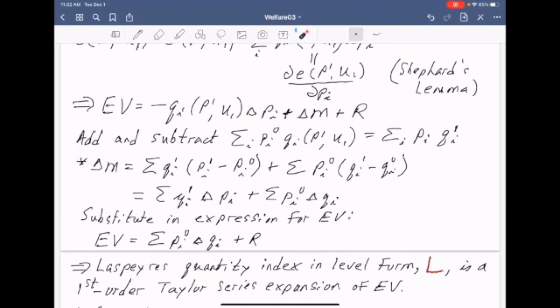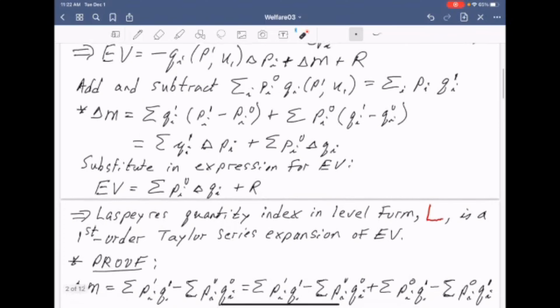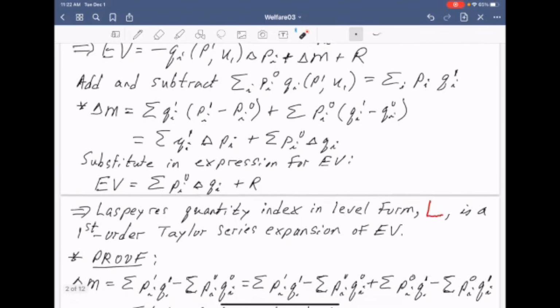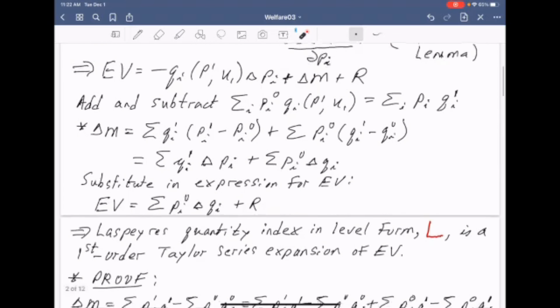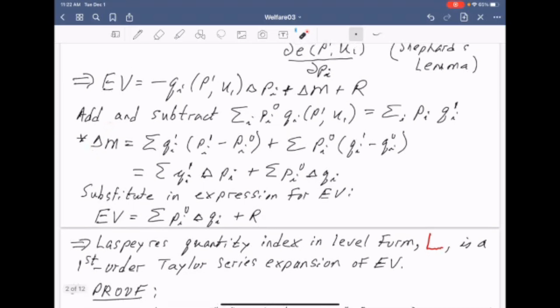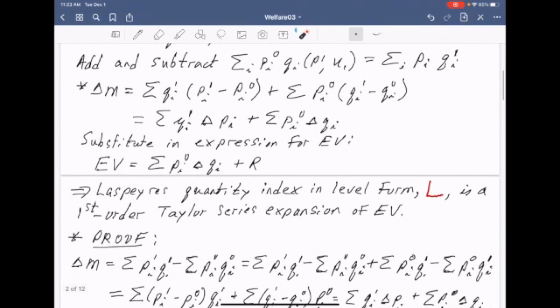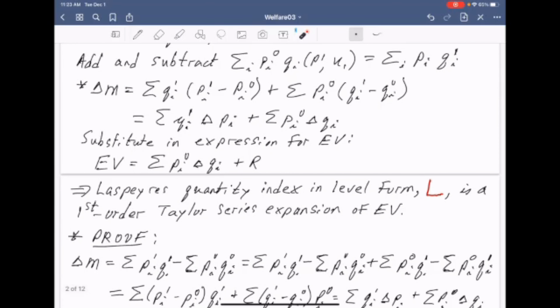This star refers to the proof which we'll give below. Substitute that delta M into this expression here for EV. So we're going to substitute this value of delta M into this expression, and then we're going to clean it up, and we find that the equivalent variation is simply the sum of the original prices times the change in quantity plus this remaining term, which we assume will go to 0.